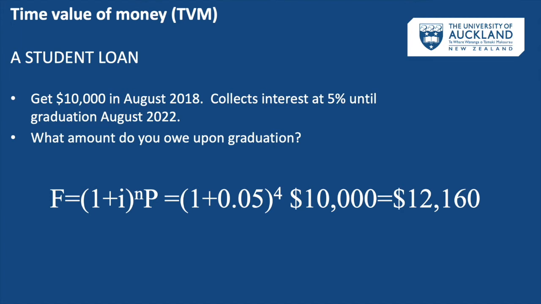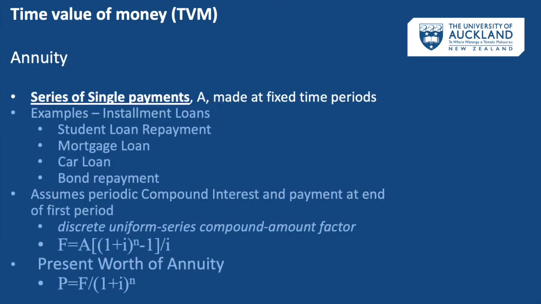There's a few different ways we look at these investments or these projects over time. One is an annuity, and perhaps you've heard of this in some way or another. It's really just a series of single payments that we denote as A made at a fixed time period. So an example of this is common installment loans. This is student loan repayments, which we were just talking about, a mortgage payment, a car payment, or a bond repayment. You know how much you're going to pay.